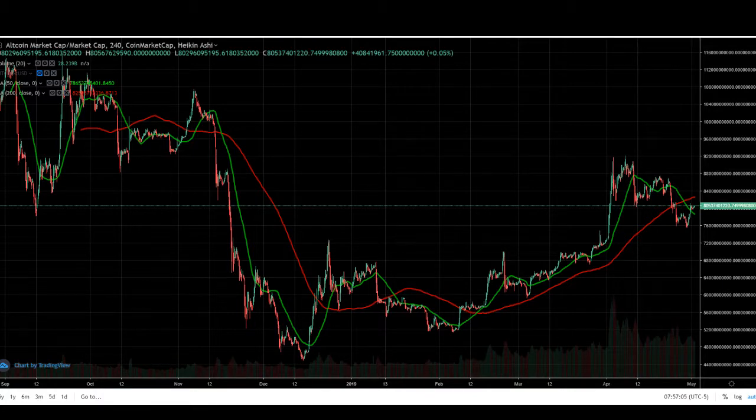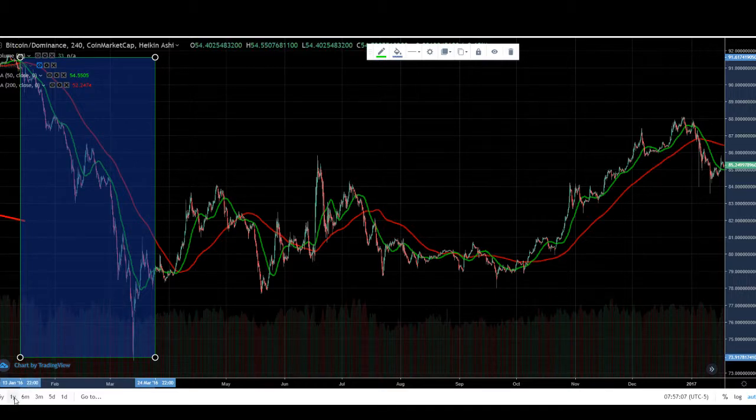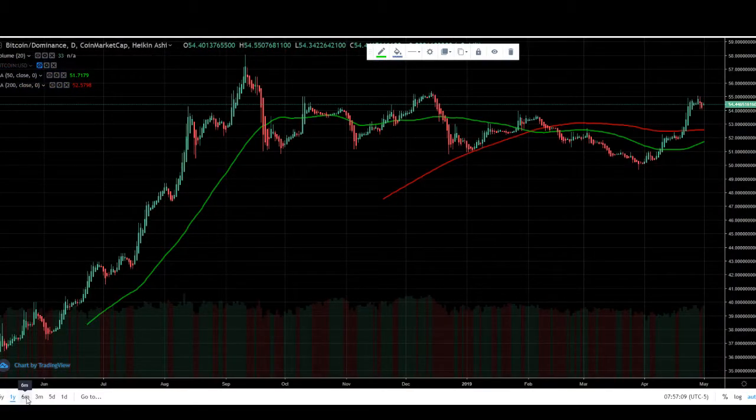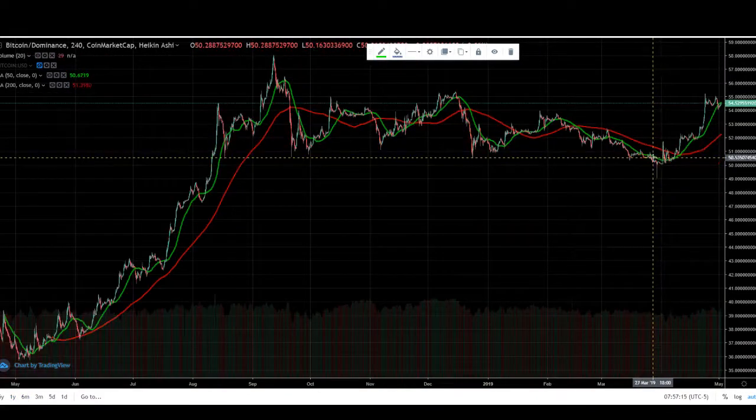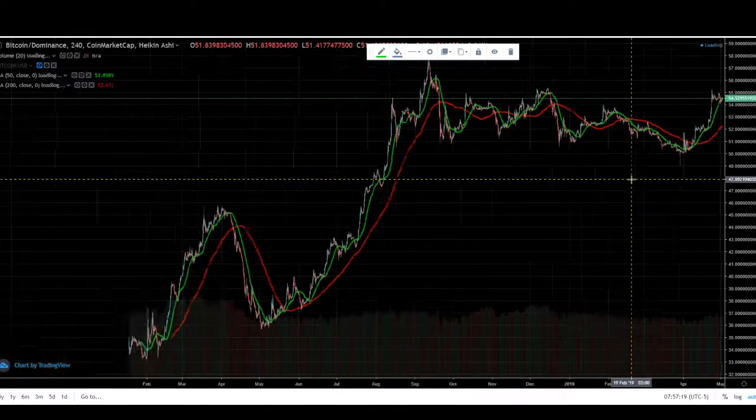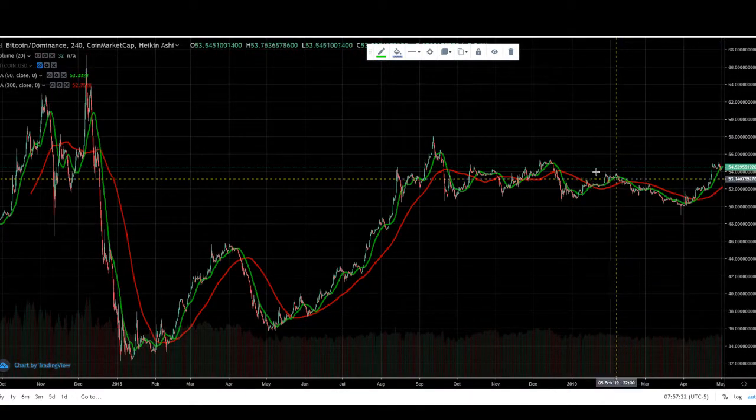Now, today's Bitcoin dominance. The 1-year view. Strong. Top formation. 6-month view. Gaining strength. Altcoins are holding their position. This is gaining strength. So that means the altcoins should be going up from here.